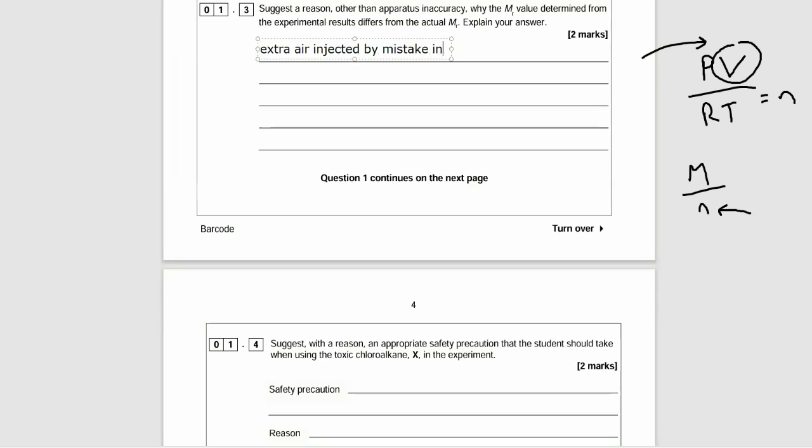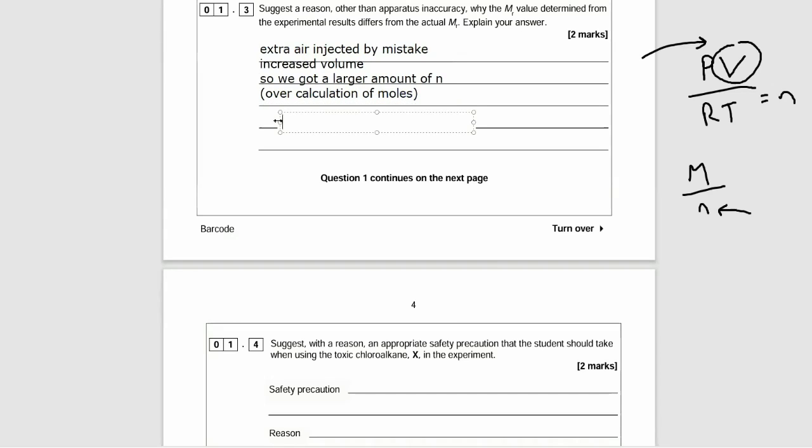Now, if the volume was too big because we injected extra air into the syringe or something like that, then what would happen is we would get a larger amount of moles. And then when we divide the mass by the moles to get the MR, we would get a smaller MR than expected. So if we overcalculate the moles because we inject a bigger volume, so when we do PV over RT, we get a bigger n, then that means when we do m over n, n is bigger and we get a smaller MR.